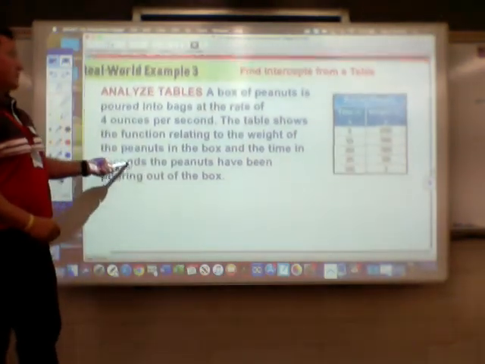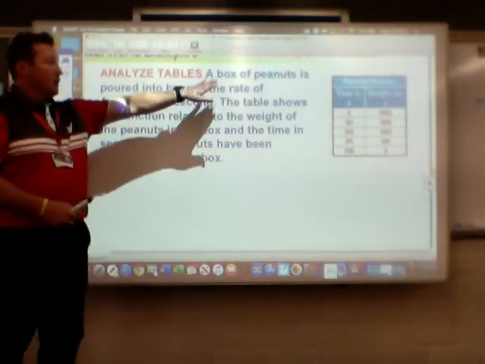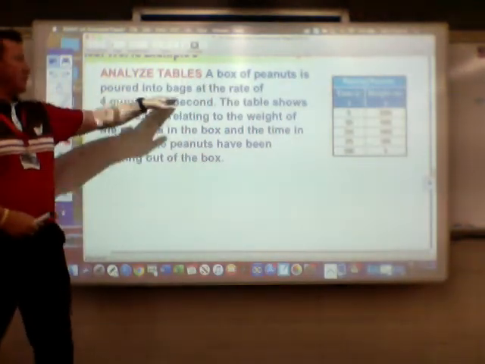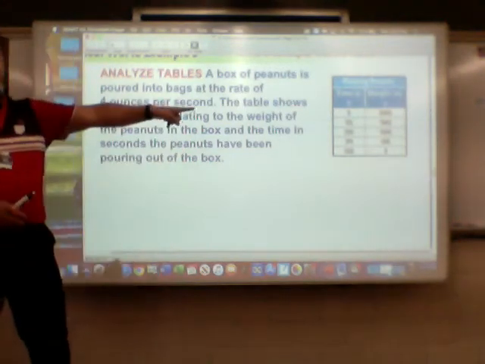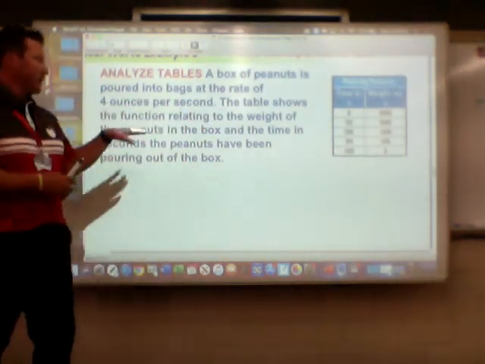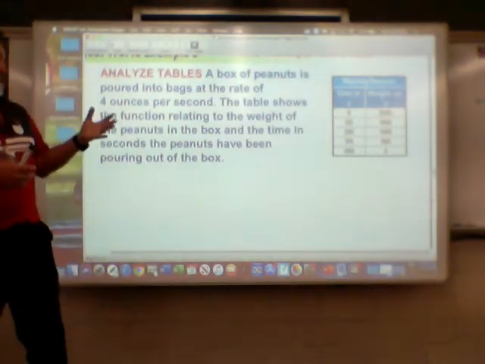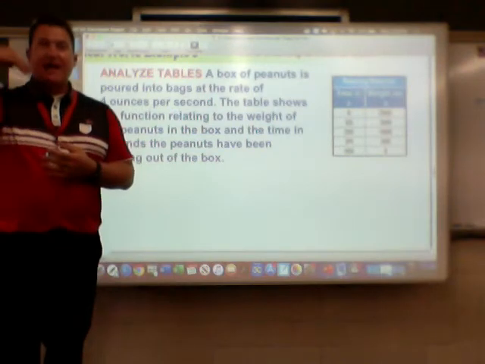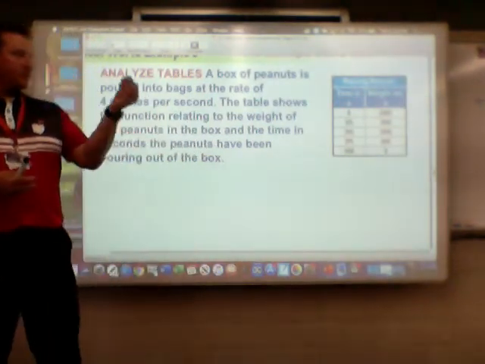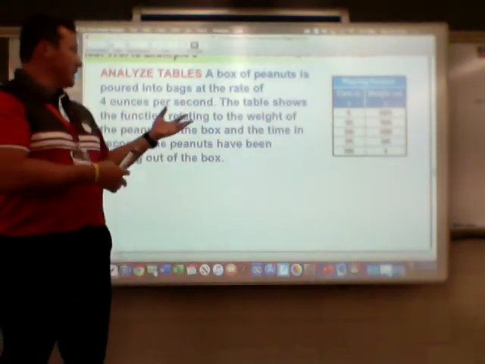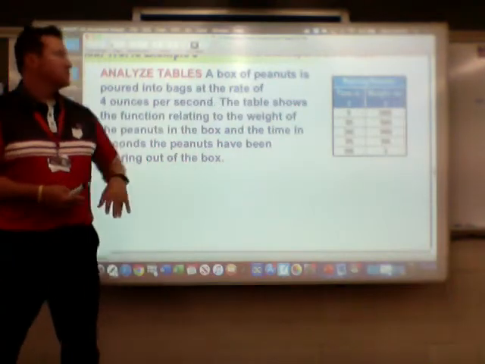Oh boy, word problems. You know we're getting close when you see the word problems, guys. Okay, here's what we got. It says a box of peanuts is poured into bags at a rate of 4 ounces per second. The table shows the function relating the weight of the peanuts in the box and the time in seconds. So again, as time increases, what's happening to the weight of the peanuts? Again, it says a box of peanuts is poured into bags.